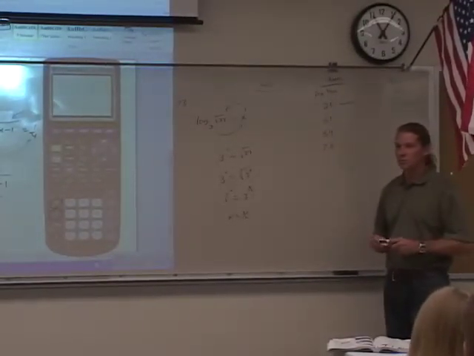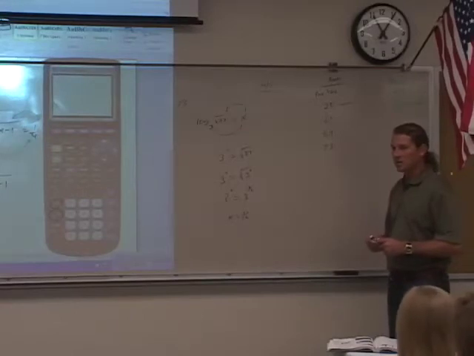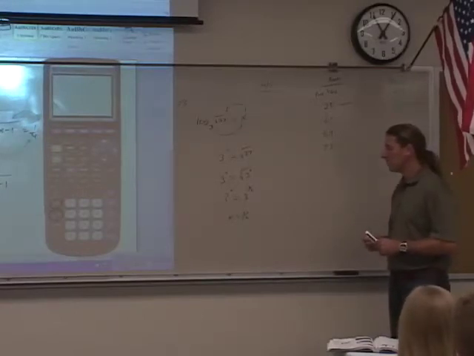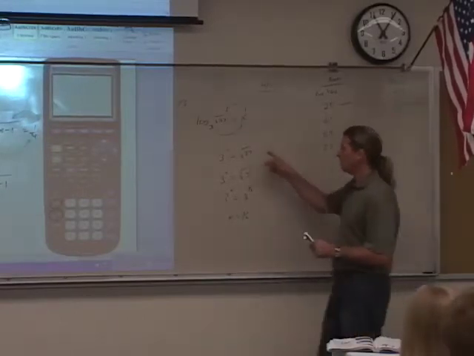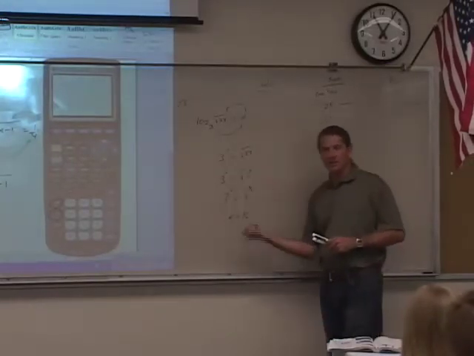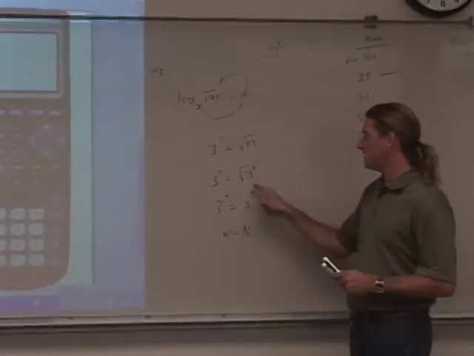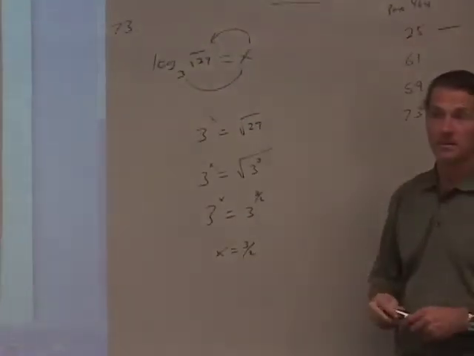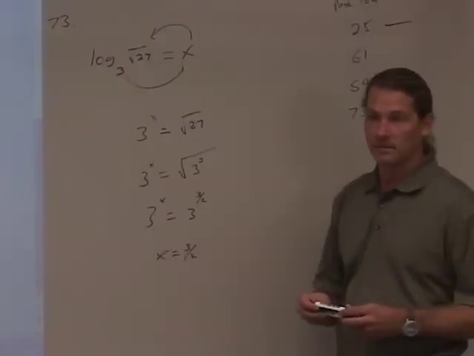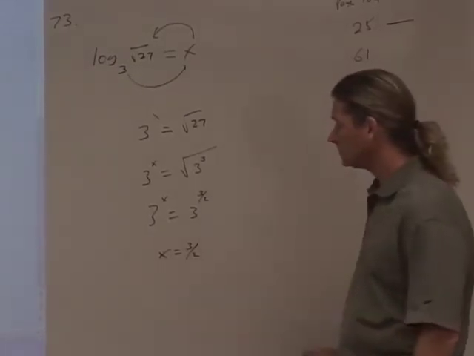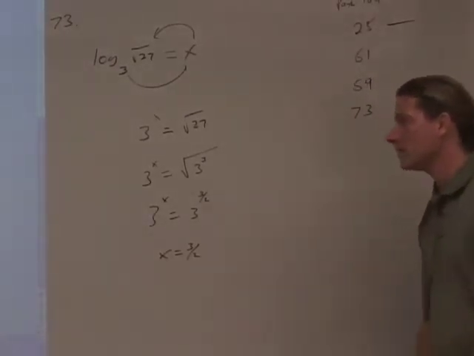Wouldn't it be wrong if you did 27 to the 1/2? It would not be wrong, except 27 to the 1/2 would not allow me to drop the bases. Because the only way I can solve for x is if I have the exact same base of 3 here to get rid of it. Does that make sense?